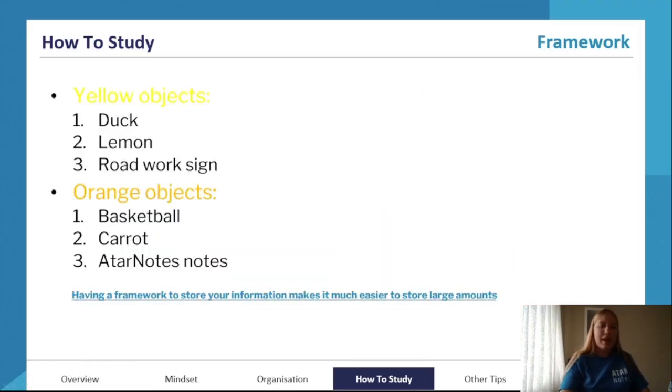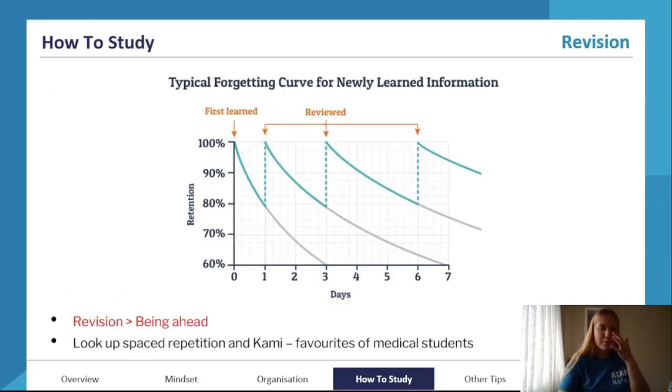So keeping a framework to store your information makes it much easier to store large amounts, highlighting the importance of simple things like you want to color code your notes. Maybe you want to use different colors, not only just in your notes, but different colors for your subjects. Put sticky notes in your books. All of these kinds of things are really helpful. It will help you keep track of information. And also the worst thing is like spending a bunch of time just trying to find the relevant information that you're looking for. We really want to avoid that, guys. So this is intended to help you. And this is a really common strategy used by students. Having a chat about revision.